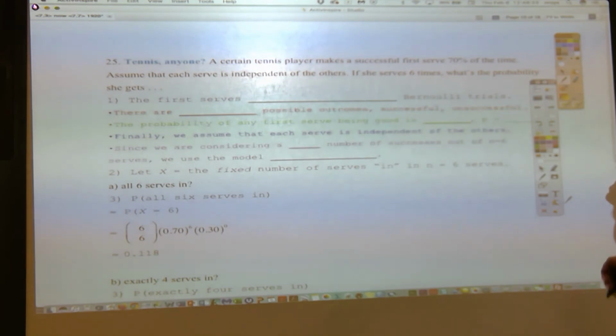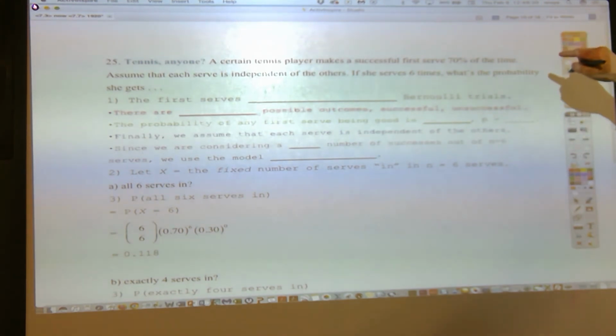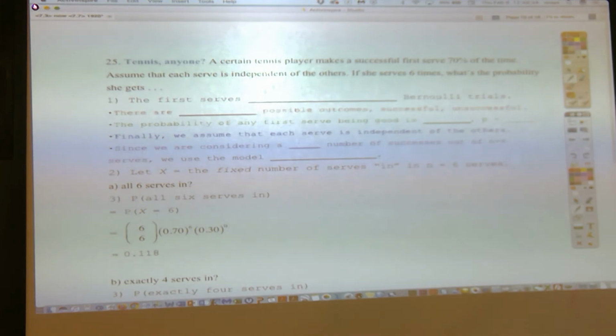Okay. Now, we're going to do this problem first with the binomial model, and then we'll approximate it. So this will be a review. A certain tennis player makes a successful first serve 70% of the time, assuming that each serve is independent.